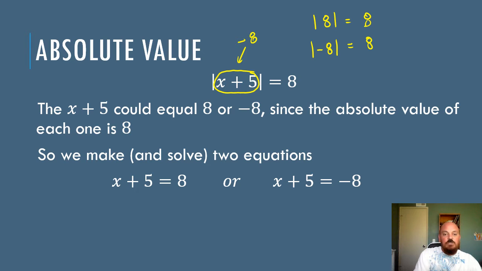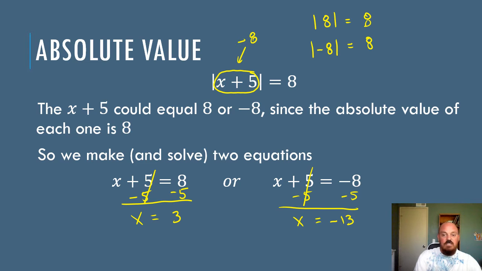My first equation, if I subtract 5 from both sides, the 5's cancel. We've isolated x, and my answer is 8 minus 5 is 3. Now my second one, I'm going to solve the same way. I'm going to subtract 5 from both sides. The 5's cancel, the x drops down, and my answer is negative 8 minus 5 more would be negative 13. So you get two answers.